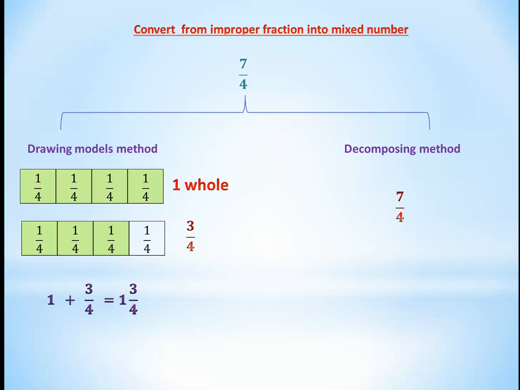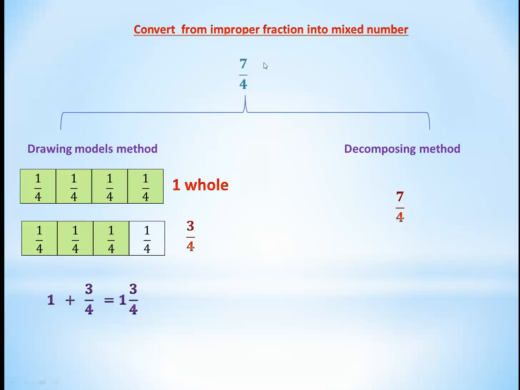Okay, again. How can we make drawing model method? Okay, we have here 7 fourths. Okay, we have denominator 4, so we are going to draw a model and divide it, according to the denominator, into 4 parts. So how many parts now we have? We have 1, 2, 3, 4.